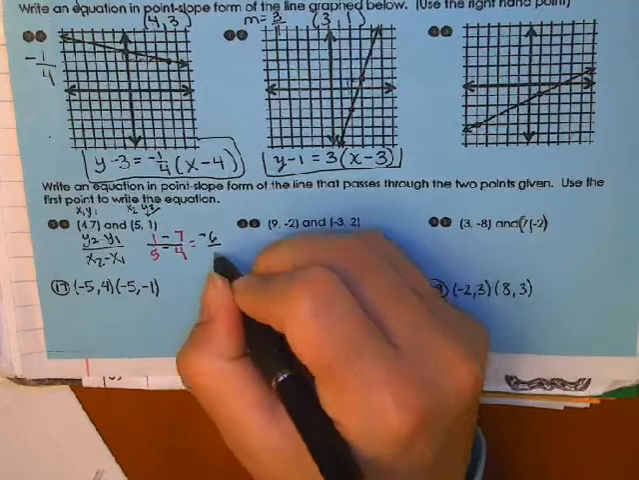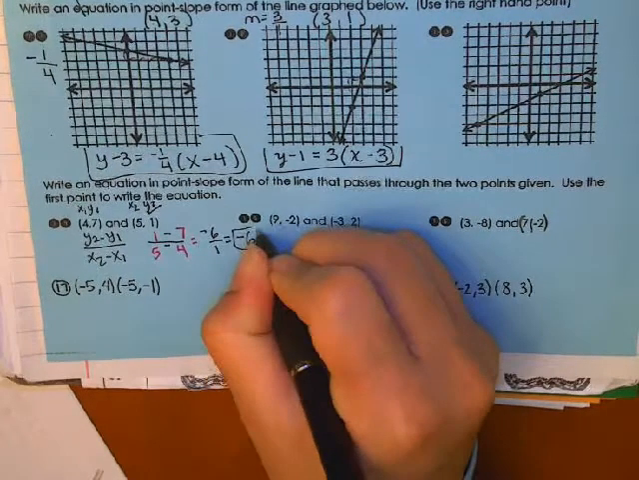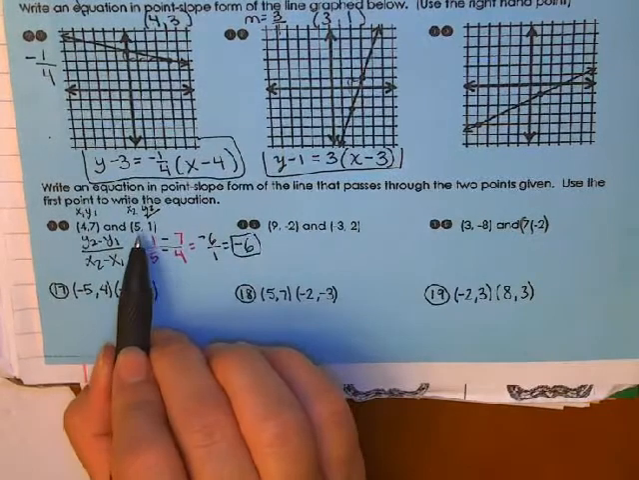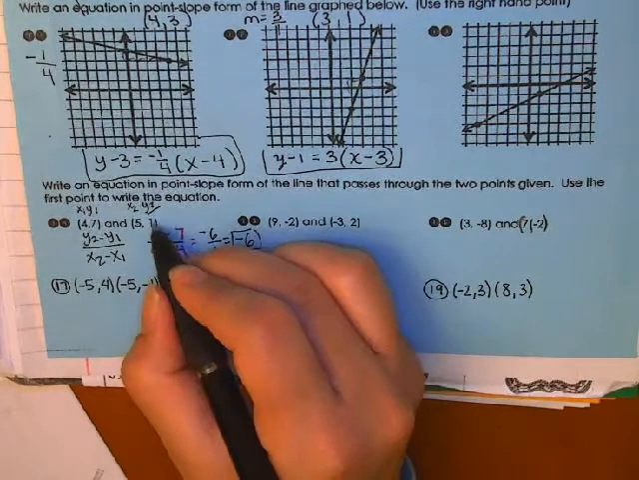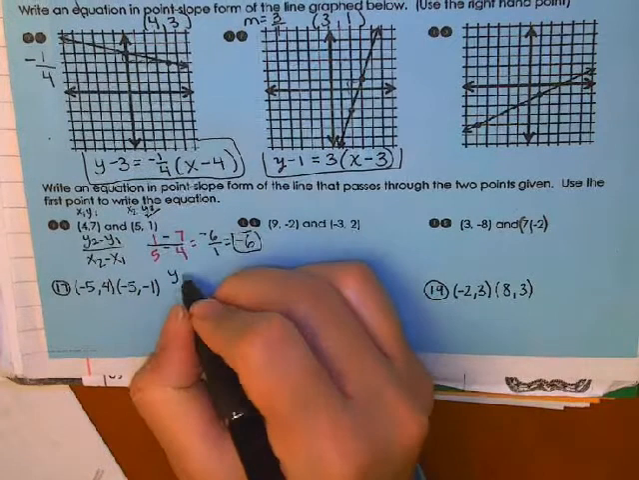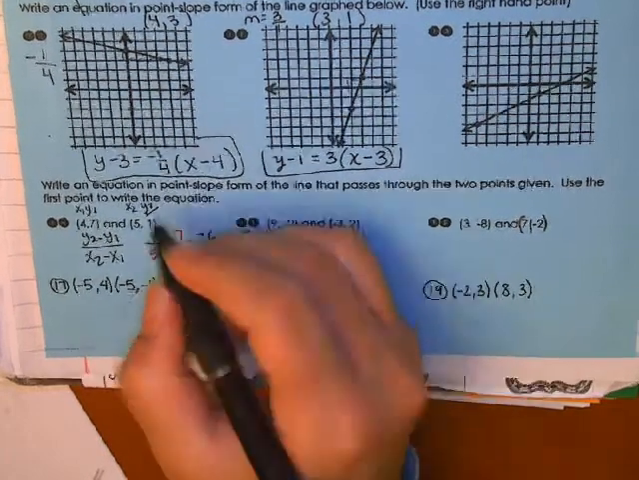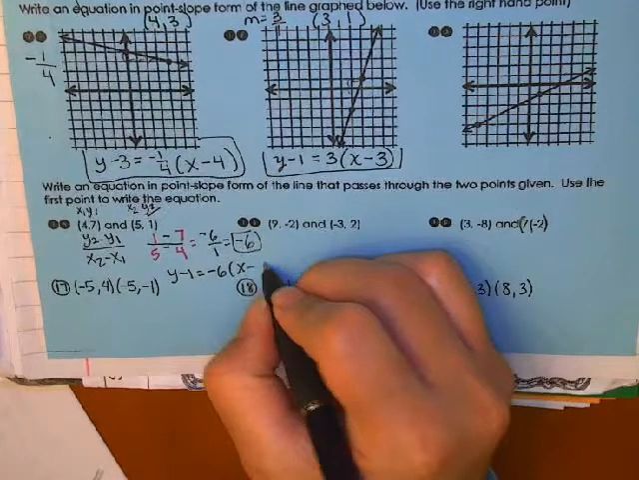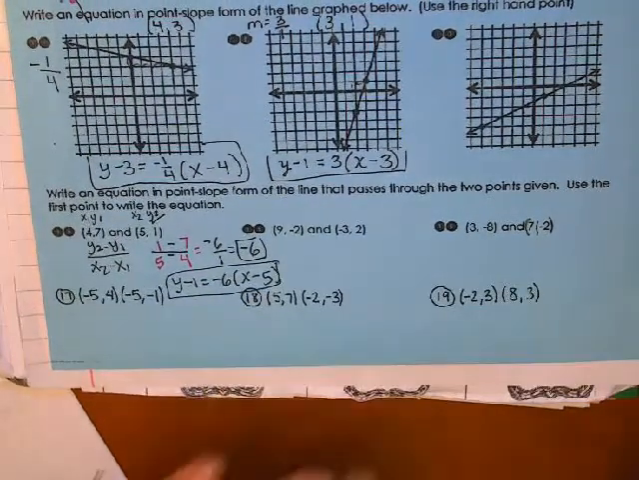So 1 minus 7 is negative 6. 5 minus 4 is just 1. Negative 6 divided by 1 is just negative 6. So I found my slope and I have the point that I want to use. So I'm going to write a point slope. Y, go to your y of the point that you chose and take the opposite, equals your slope, parentheses, x, and then take the opposite of your 5, which is negative 5.